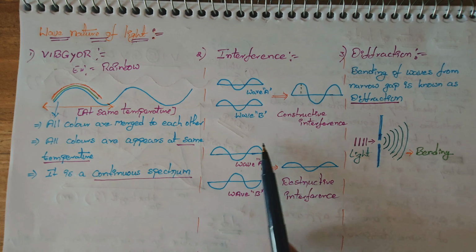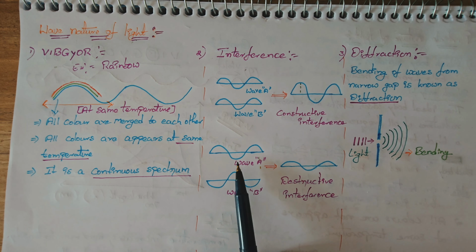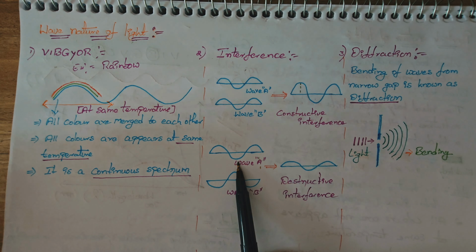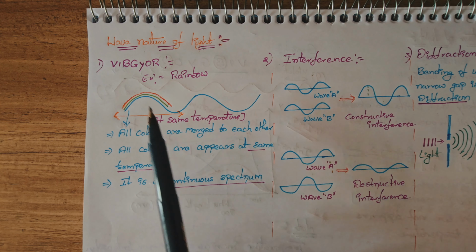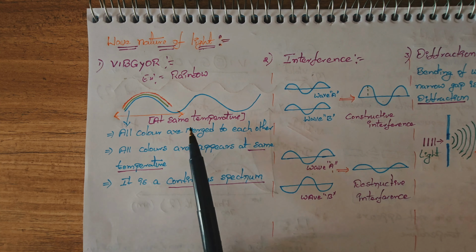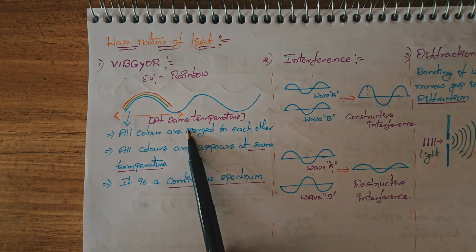So all these 3 points indicate that light travels in the form of waves. That means particles are present inside the light, and those particles are traveling in the form of waves. Remember, Vibgyor is a continuous spectrum. All the colors appear at the same temperature. Remember this point. I am connecting this point to the Bohr model postulates on stability of the atom.